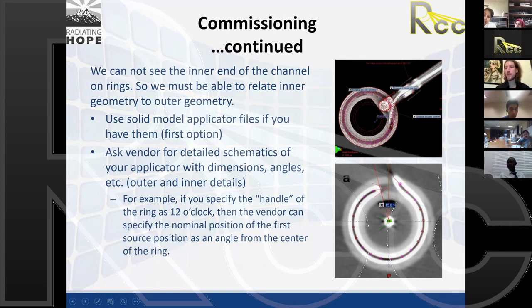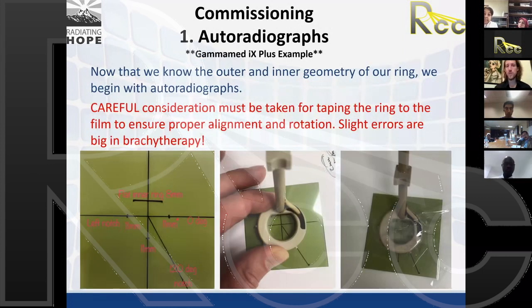Okay, so by one method or the other, you have to know relative to outer geometry and relative to your reconstruction method where that first dwell position is. You can get that through applicator files or through vendor documents, but you have to know that. So now I'll describe autoradiographs first, because that's what we're most used to with applicator commissioning. So again, you have to know the outer geometry relative to the inner geometry. So in this case, I'm using solid applicator files. I could just as well use some angle provided by the vendor in vendor documents.